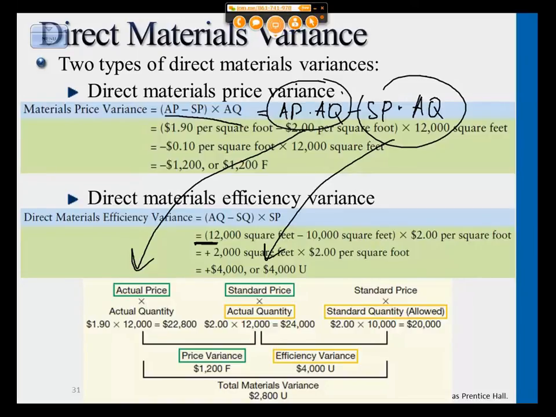It's the same thing. Here's why. If you write it out, you have standard price, actual quantity on the left, and standard price, actual quantity on the right, and you're subtracting them. So they're just going to cancel out, so it's just the difference between the two. You calculate whichever way you want. You can just take your price variance and the efficiency variance, or you can take whatever you want.